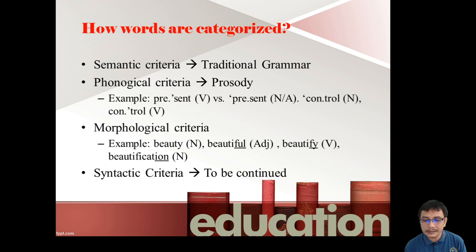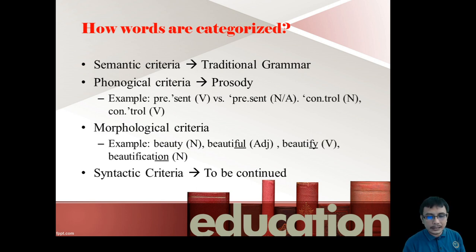When somebody says present, it can refer to either an adjective or a noun. And then also in control versus control. Control is a noun, well, control, where the stress is put on the second syllable, it is a verb. But we can also use two different ways of categorization, which are morphological and syntactic criteria.